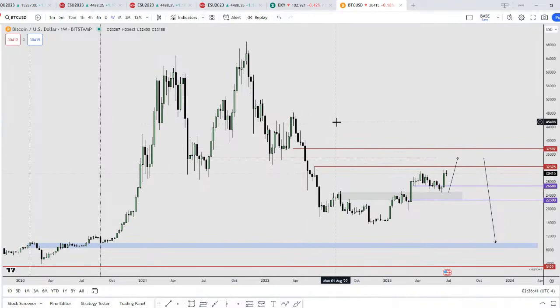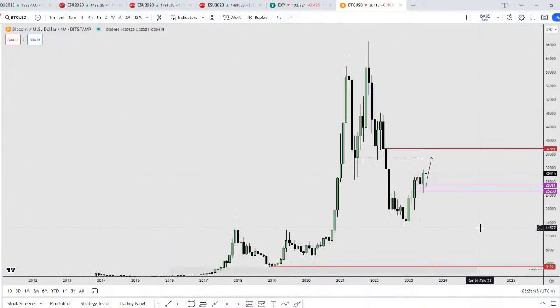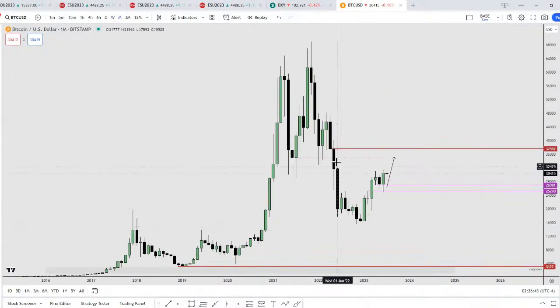Okay, just look at it from the monthly perspective, that would be clearer. Right, so we have a monthly fair value gap here, and we have the monthly breaker here. Okay, so this down close candle is the breaker block, right? And then we have bearish order blocks right here as well. So lots of bearish confluences right around these levels.